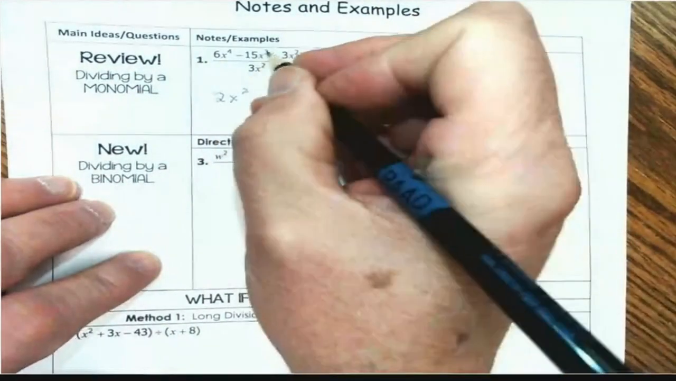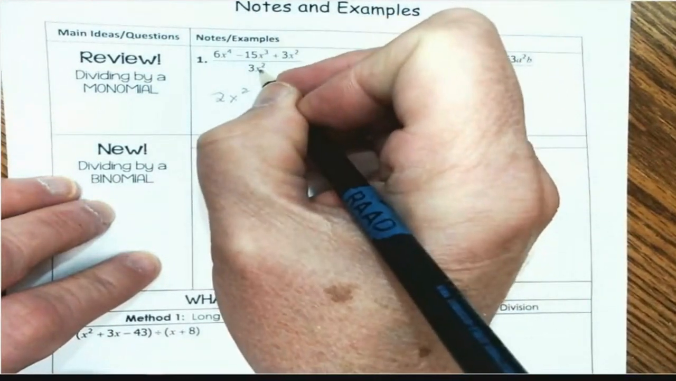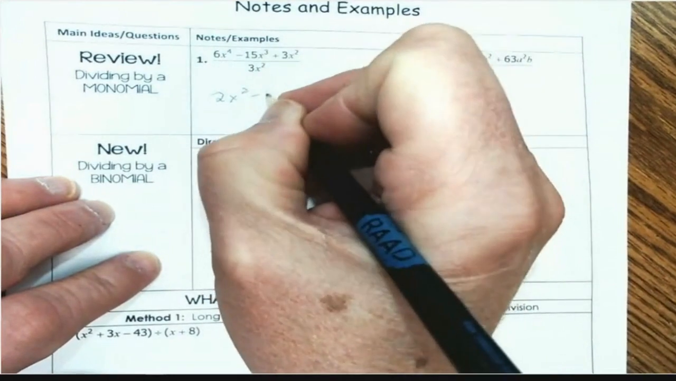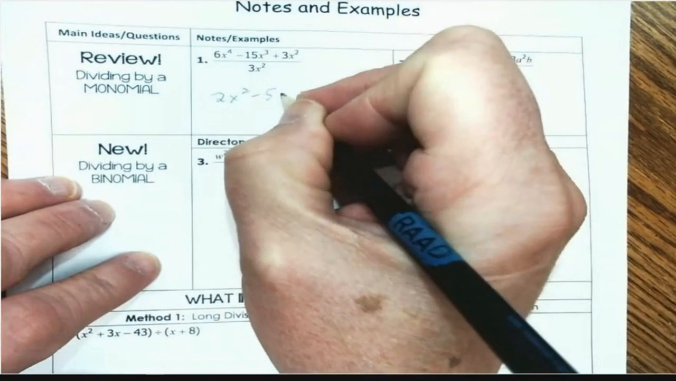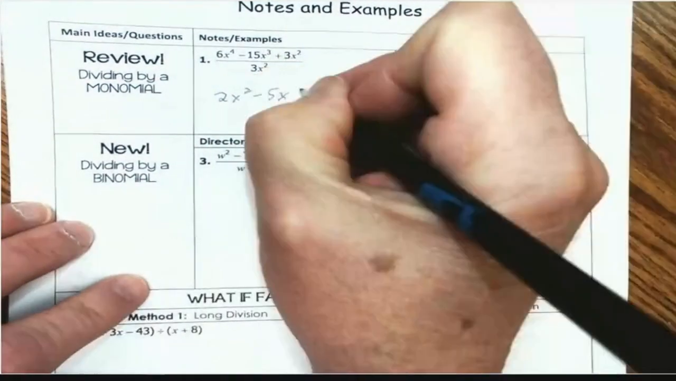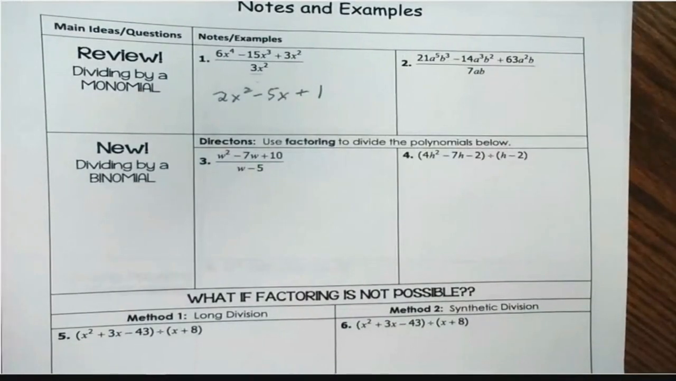Negative 15x to the third divided by 3x squared. Negative 15 divided by 3 is negative 5. X to the third divided by x squared is just x. And then 3x squared divided by 3x squared is not 0, it's 1.